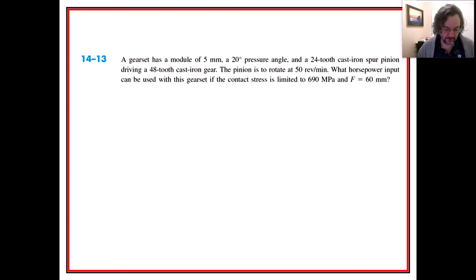Here is another example. This is going to be problem 14-13 out of Shigley. The gear set has a module of 5 millimeters, so we're in SI this time, a 20-degree pressure angle, and a 24-tooth cast iron spur pinion driving a 48-tooth cast iron gear. The pinion is to rotate at 50 RPM.